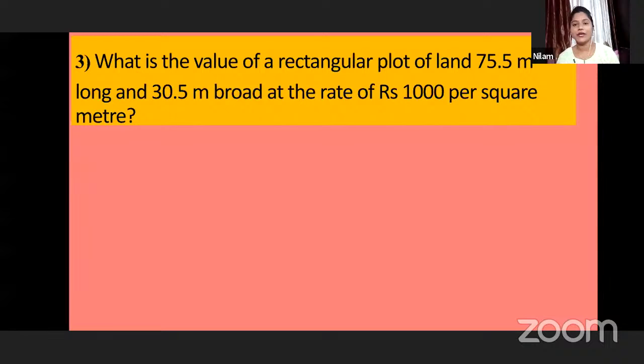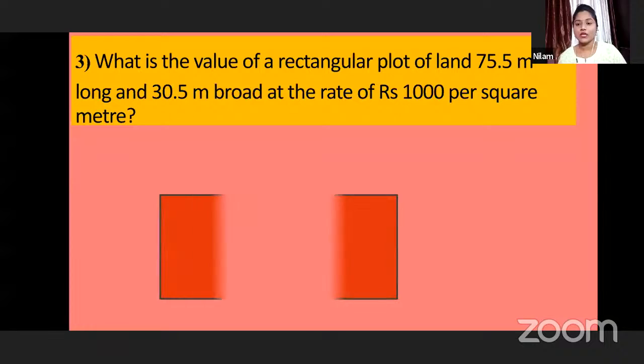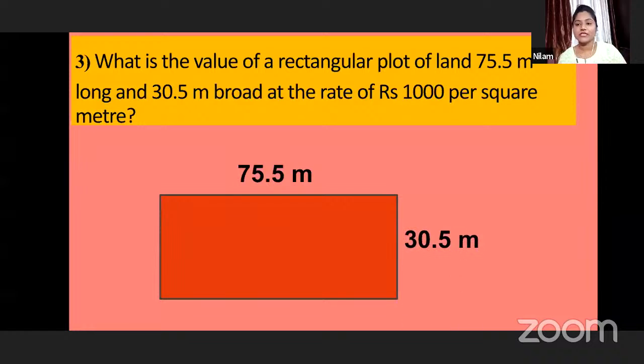See children, we have to understand the question, what is given. A plot is there which is in rectangular shape, and the length is given and breadth is given, and we have to find out the rate. Okay. So for finding out the rate of the total area, first we have to find out the area of the given thing. Okay. So you can see a rectangular plot is there, its length is given and its breadth is given. Okay. And the rate is 1000.